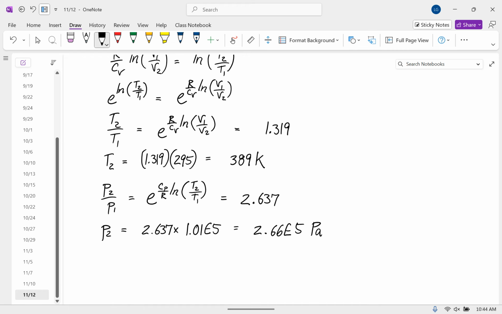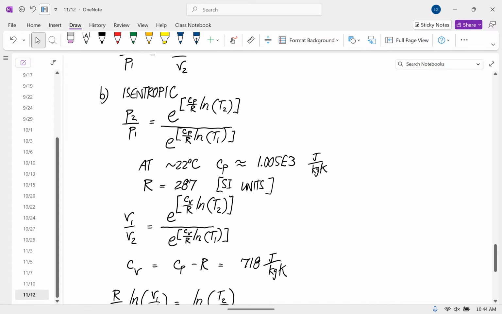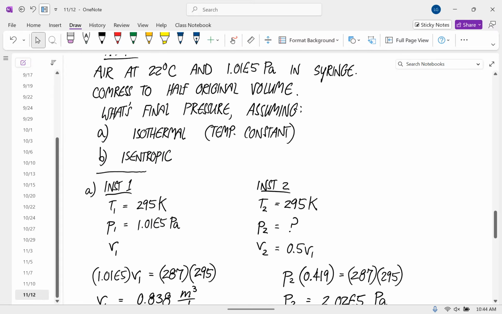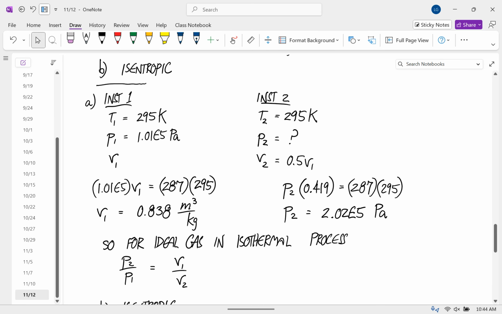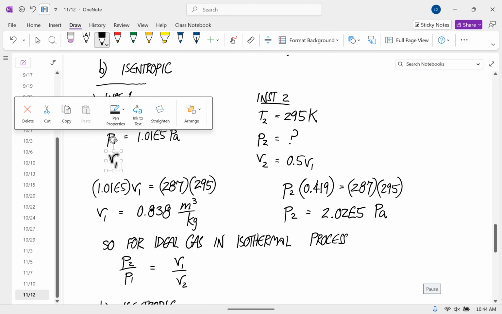Any questions about that? I made it look a little harder than it is, but just remember what you have is relationships in the case of an isentropic process for an ideal gas. You have relationships between the pressure ratio and the temperature ratio, or you have a relationship between the volume ratio and the temperature ratio. And so the rest of it is just algebra, getting there.